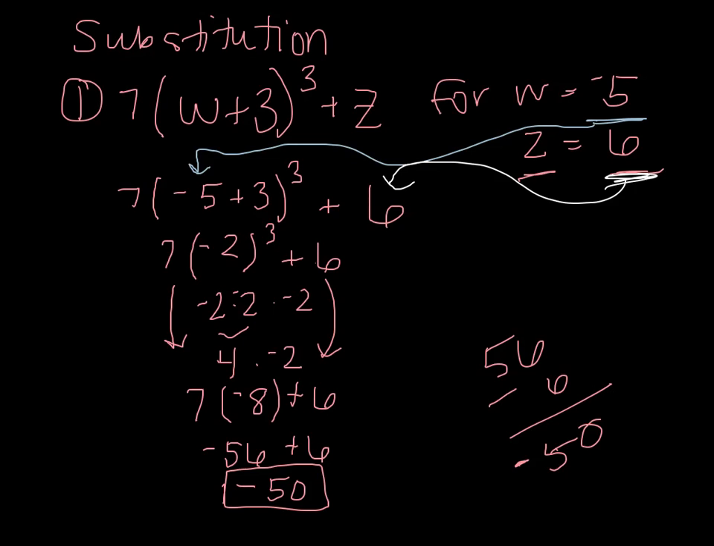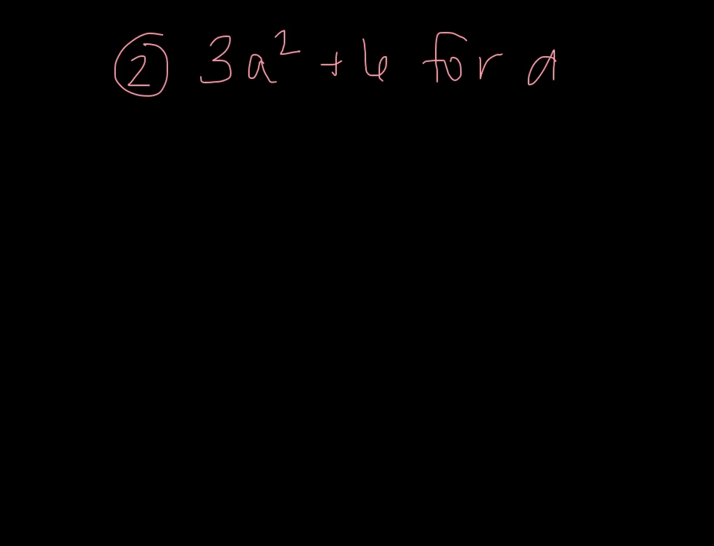Let's try a couple more. All right, number 2 says 3a squared plus 6, where a equals negative 5. So now how am I going to write that? 3 times, because when I have a letter next to a number, I know I'm multiplying them. 3 times negative 5 squared plus 6.